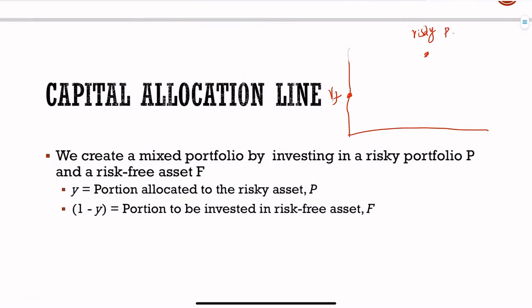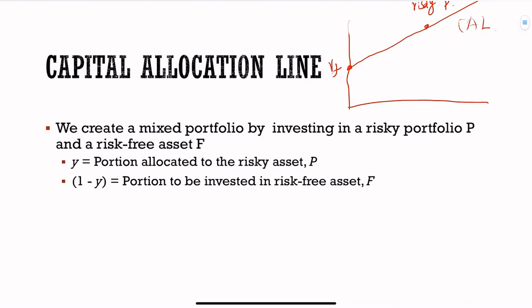And then if I draw a line which connects these two dots, right? If I draw a line like this, this is the capital allocation line. You see that it's very simple. The not so simple part is about the slope of this capital allocation line. So let's see how this works.